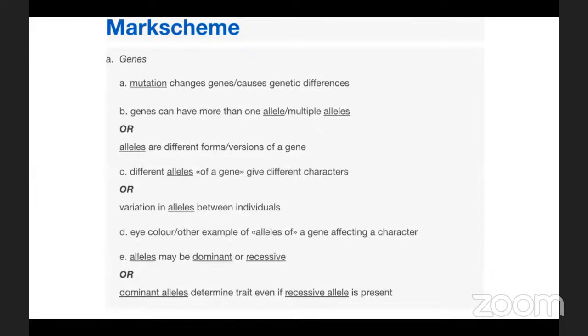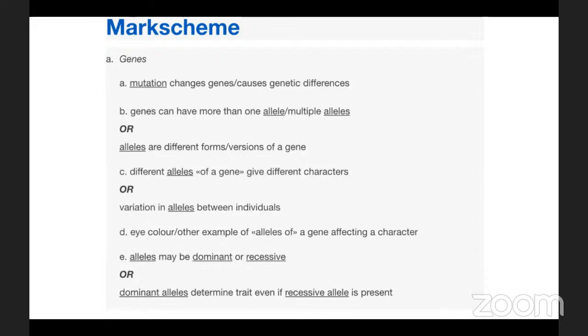And different alleles of a gene give different characters. And that creates variation among individuals. Kita pasal allele and how they change individual characteristic in the same species. So boleh bagi contoh. One example can give you one mark. So boleh bagi eye color or any allele that you want. Eye color ke, telinga ke, skin color ke.